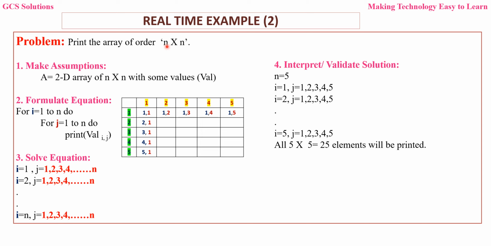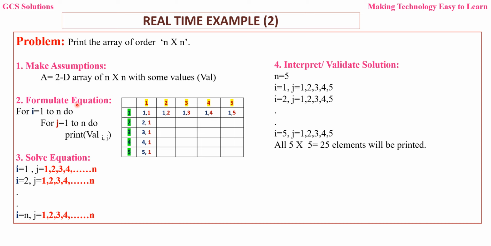Now what do I have to do here? I have to first understand this real world problem, which is expressed in terms of an English sentence. Then I have to follow the first step of mathematical modeling, that is, make assumptions. What is that assumption? First assumption, I have a set A, a matrix, a 2D array of n cross n with some values, and that is val. Val in general is value. It can be any value. It can be 24, 2500, 1000, minus 156, any value.